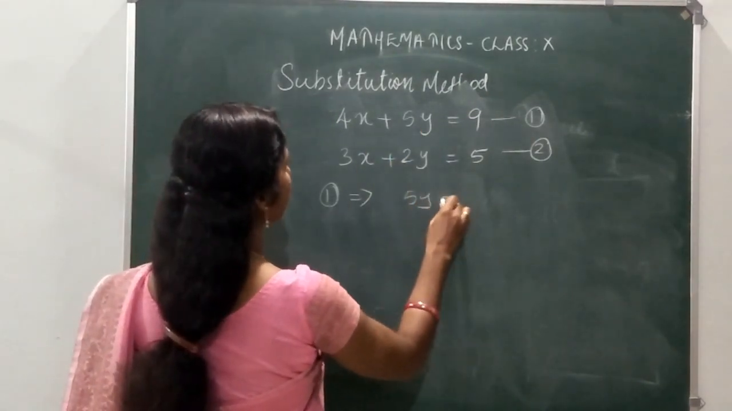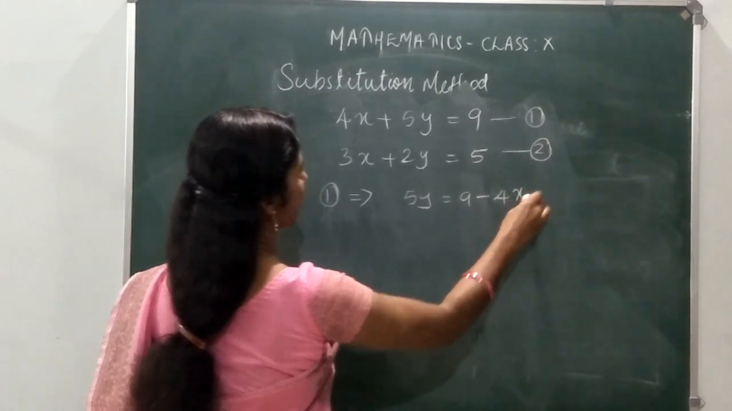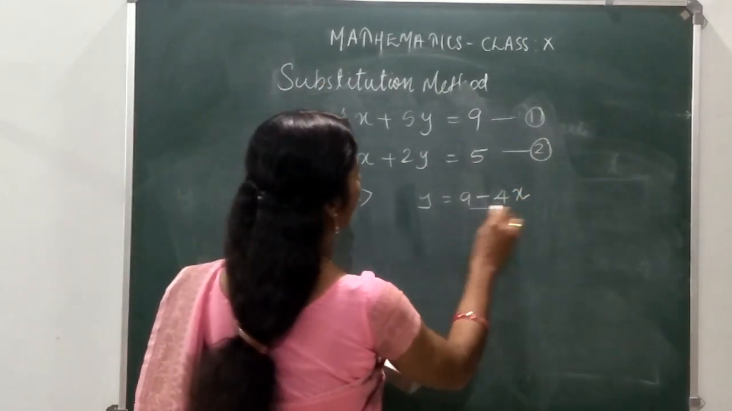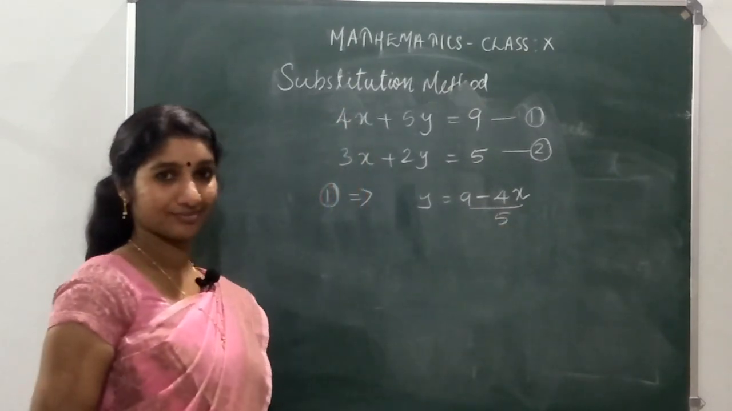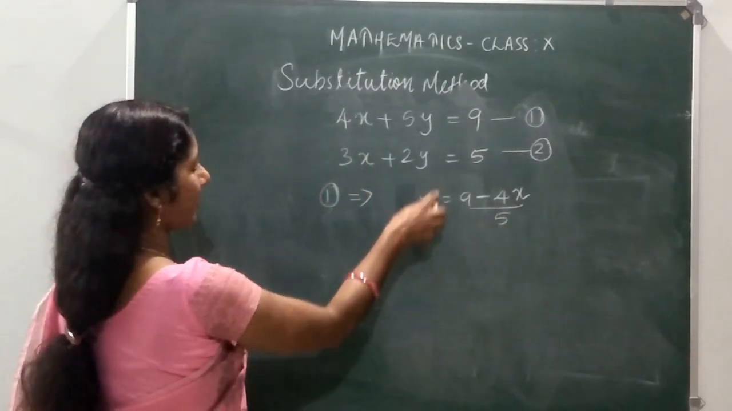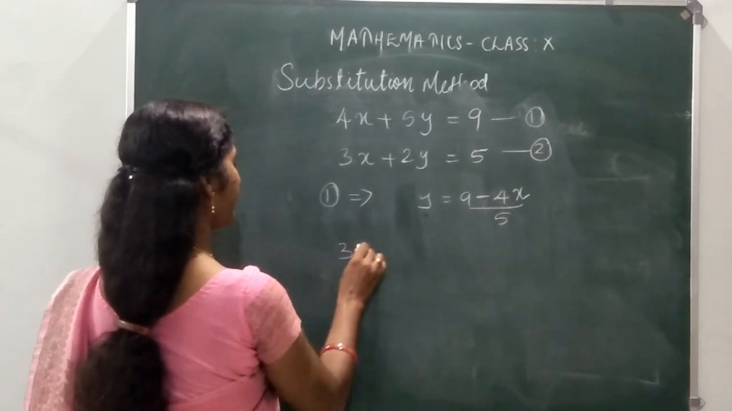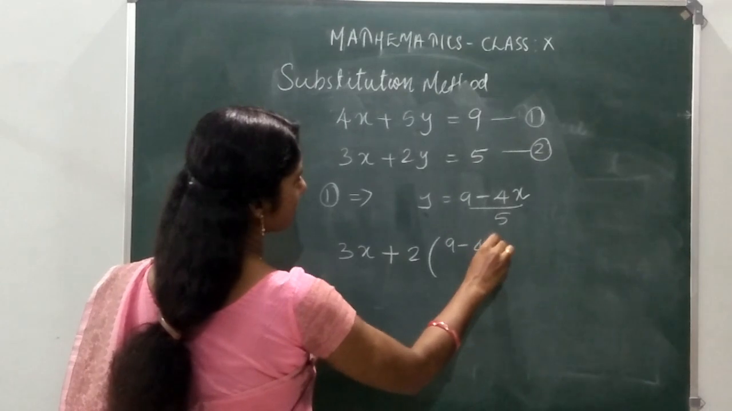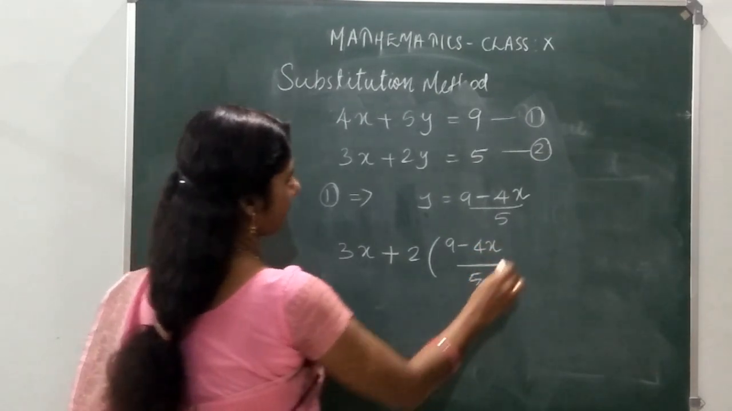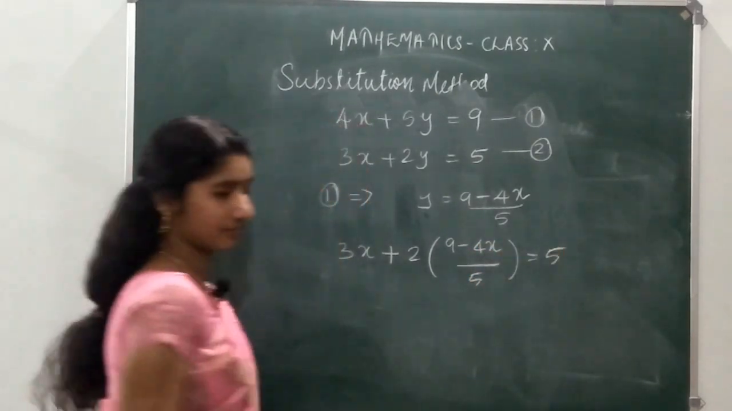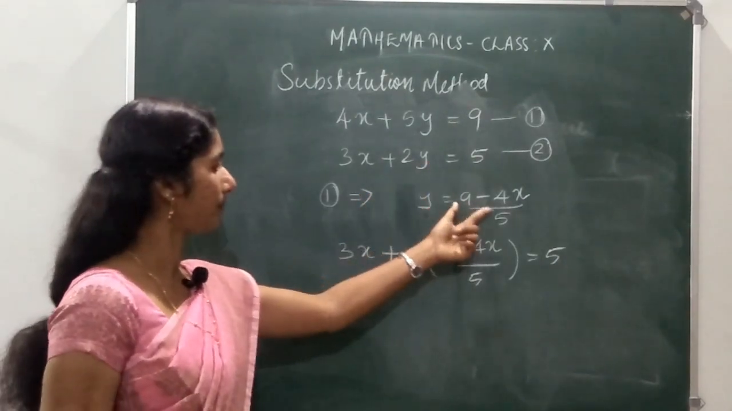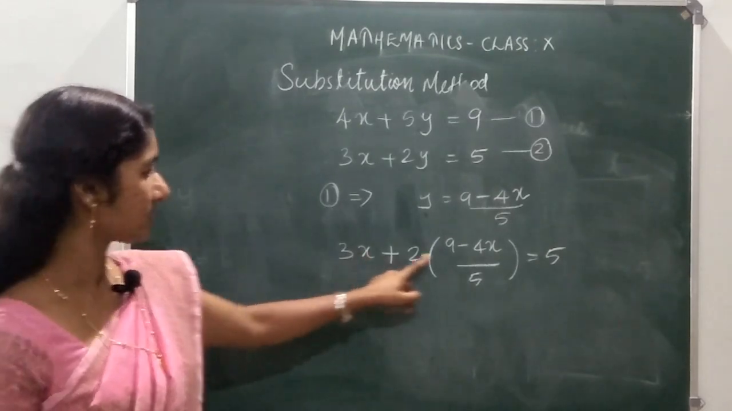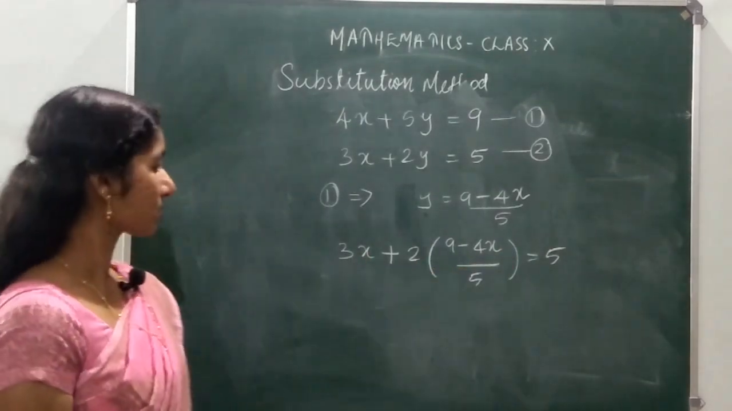So 5y is equal to 9 minus 4x. So we are getting y is equal to (9 minus 4x) by 5. Put this value in the second equation. Second equation gives 3x plus 2 into (9 minus 4x) by 5 equal to 5. Instead of y we replaced this value. Then solve for x. See, this is an equation including x only. Solve for x.